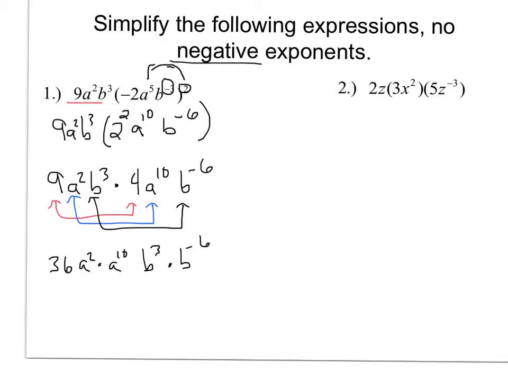So when we have exponents that are being multiplied that have the same base, what do I do with their exponents? I add them together. So I have 36, and I have a 2 plus 10, which is 12, and b cubed times b to the negative 6. So 3 plus a negative 6 is going to be negative 3. So now at the very end, what am I supposed to do with the negative exponent? This is the only variable with a negative, so everything else is going to stay. I'm only going to flip the b.